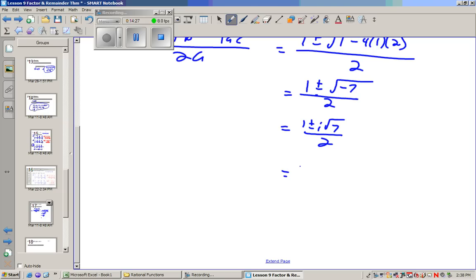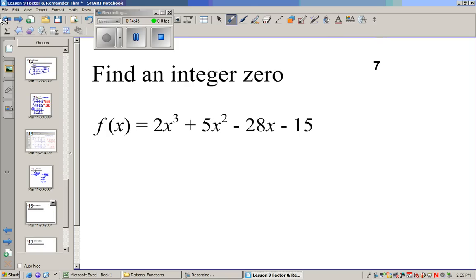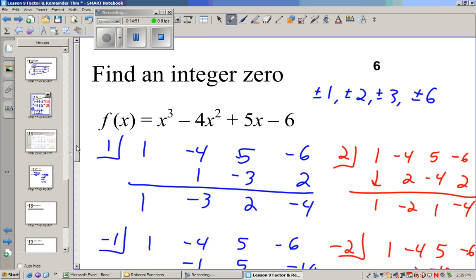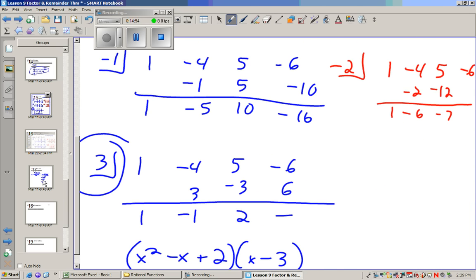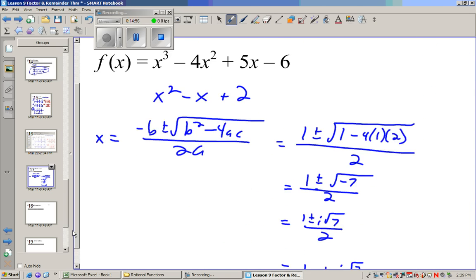Or 1/2 plus or minus i root 7 over 2. So these are the other two zeros. So I should go back for a second. We have 1 zero at 3, and the other two right here.